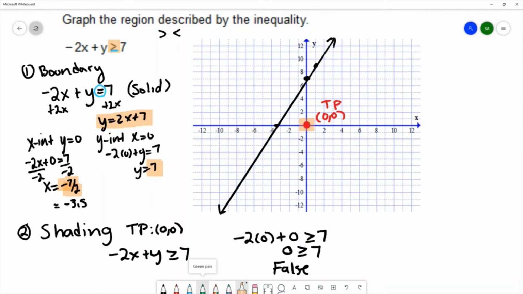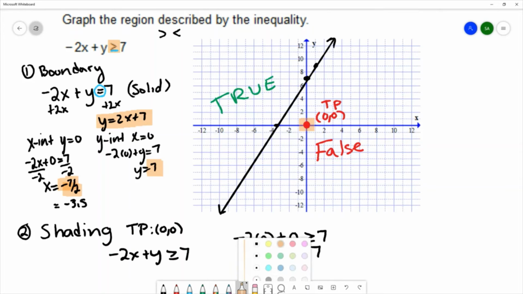And that is an indication that all of the points on this side of the line are not solutions to the inequality. So on this side, we have a false statement. Those ordered pairs are not solutions. The other side of the line will be giving true statements and are solutions to the system. We want to shade the side that are solutions. I'm going to shade this side.